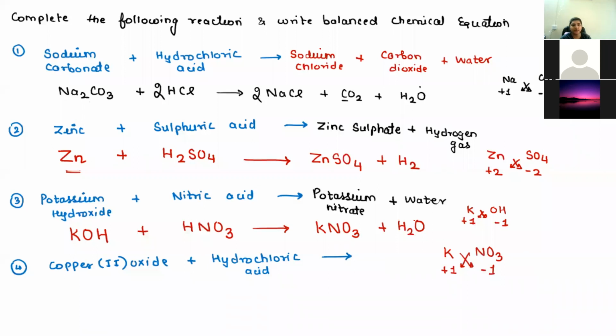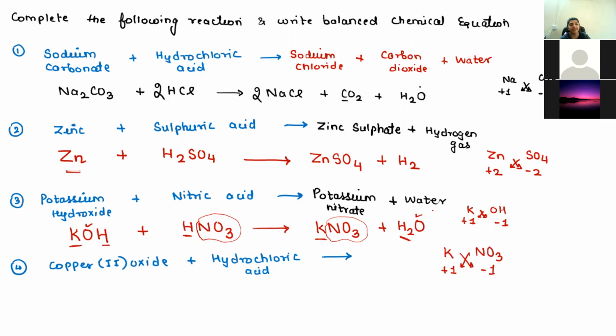And once again, if you look, potassium 1, balanced. NO3 as one whole unit, NO3 as one whole unit, balanced. Two hydrogens, H plus H, two hydrogens. Over here also two hydrogens. And one extra oxygen, one extra oxygen. So this equation is also a balanced equation. So we are not supposed to balance extra.